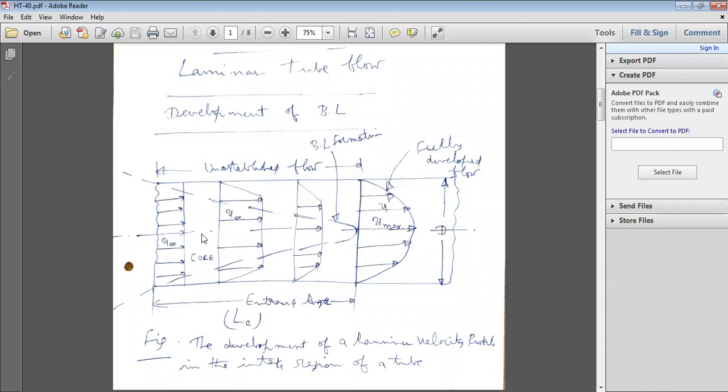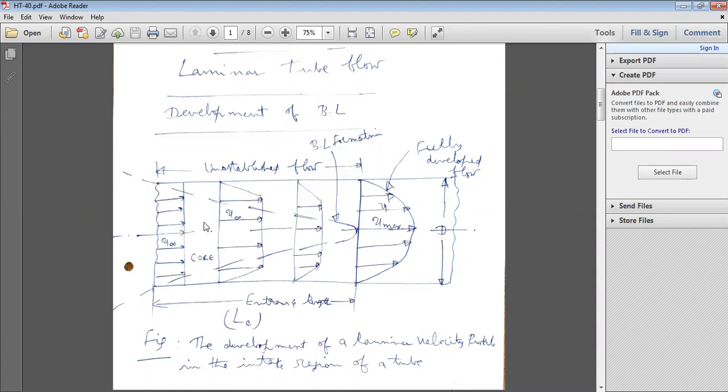U is the free stream velocity of the fluid. U is also the velocity at a distance y from the center of the pipe, in the positive or negative y direction, or from the wall of the tube. This is the wall of the tube, and this is the center of the pipe. D is the diameter of the pipe. LE is the entrance length. This part is unestablished flow, and this is the fully developed flow.